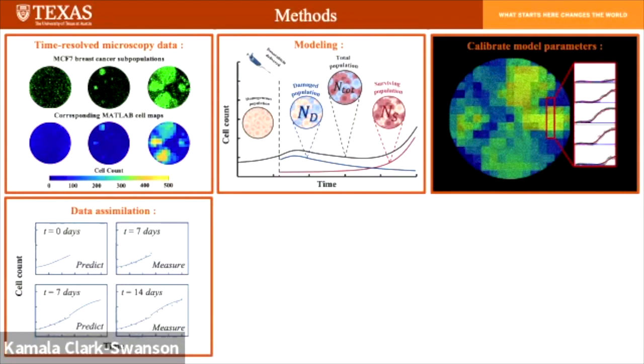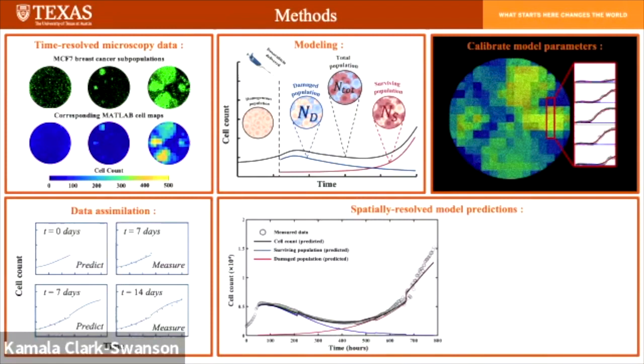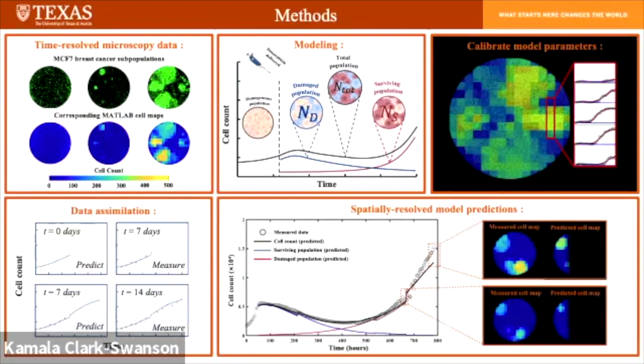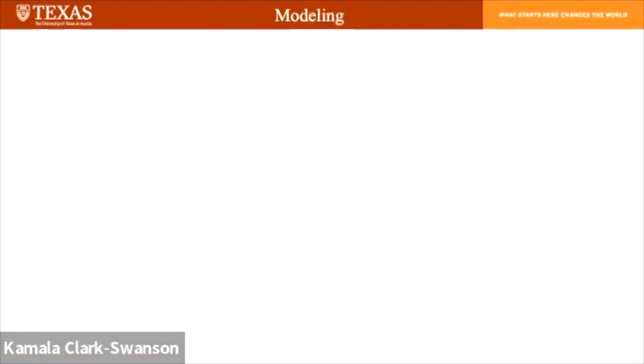And when this is done, we can make predictions, not only of the cell count. So I will be able to tell you how many cells I have in my dish, but also, and arguably most importantly, where they're going to be. Okay, terrific. So let's go over the model.